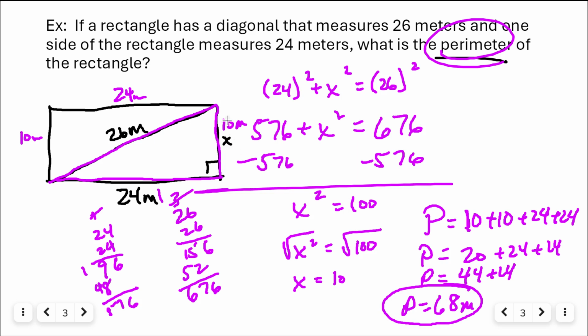So it's not just using the Pythagorean theorem on its own. It's using the Pythagorean theorem a lot of times to do other stuff. Okay, that's what you're going to be faced with.